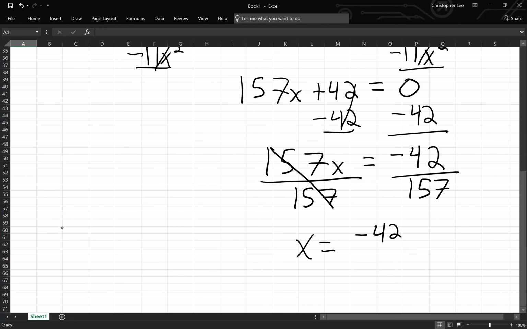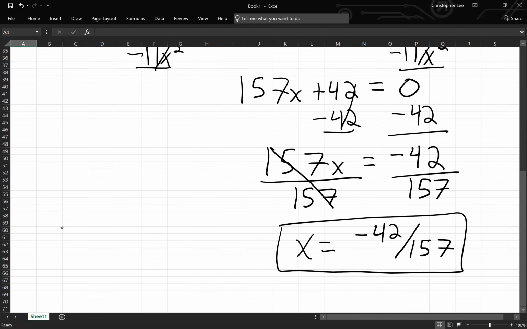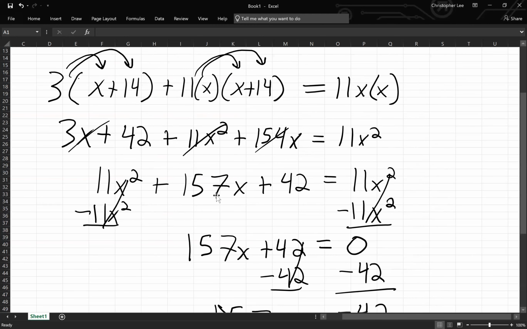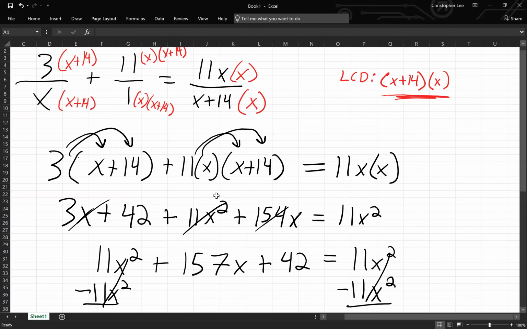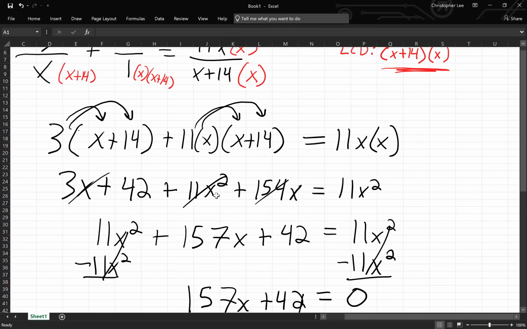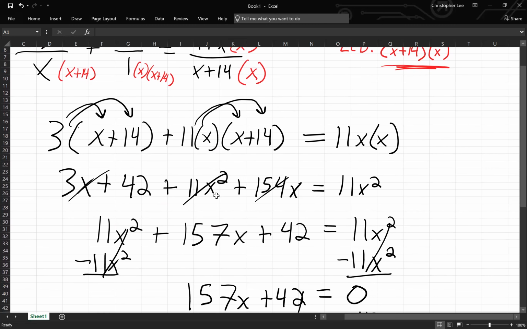Negative 42 over 157. Now remember, with the rational expressions, you're supposed to check your answer. Because what if it's wrong? If it's right, you good. What if it's wrong? So this is adding rational expressions, versus solving rational equations. The difference is the equal sign.